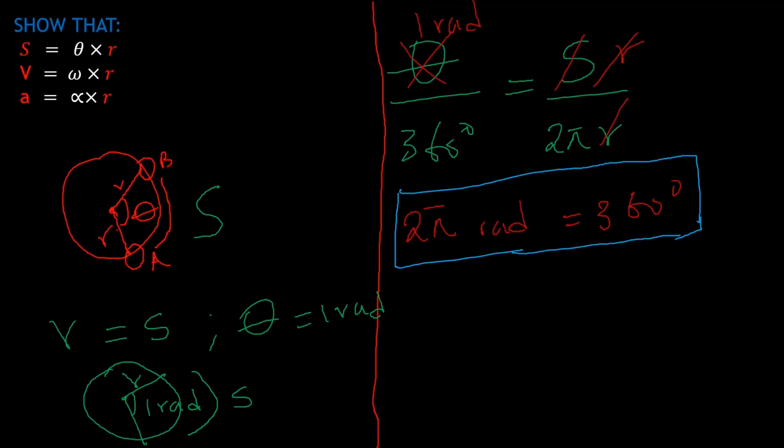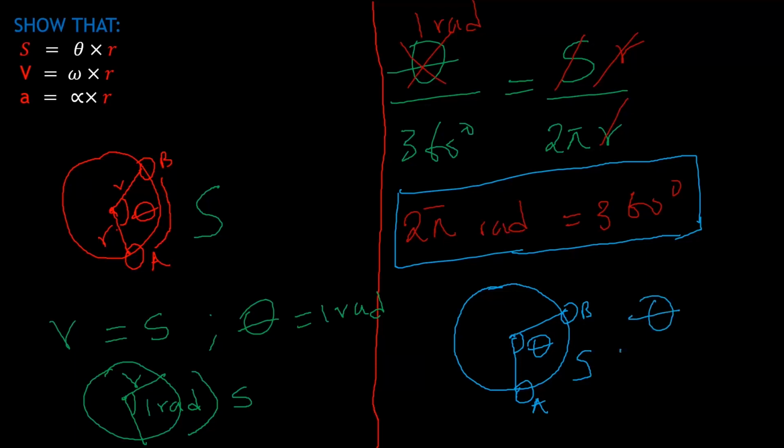Now let me go ahead and redraw the circle. The same thing. We have the center. This object moves from here to here. This is A and this is B. This is my S and this is the angular displacement. Let's do the same thing we did before by taking the ratios. We have theta all over 360 degrees is equal to S over 2 pi R.